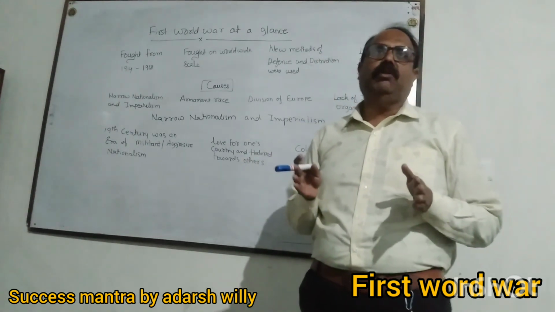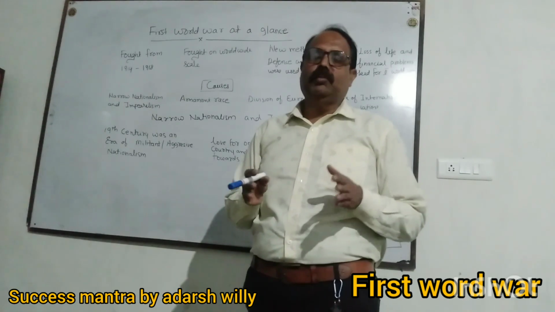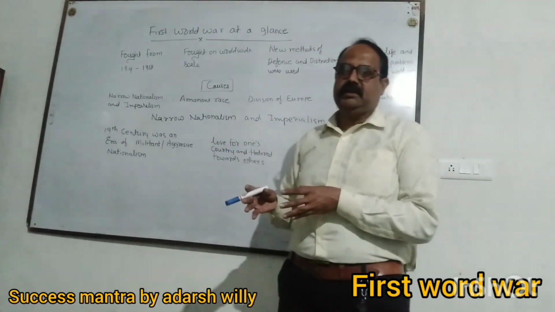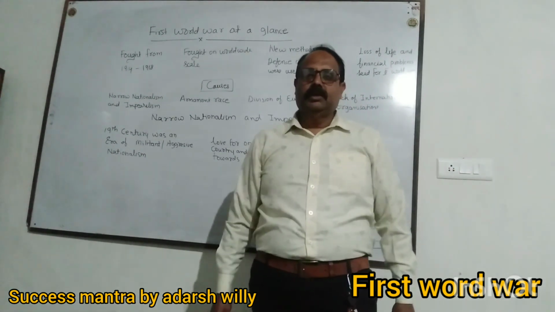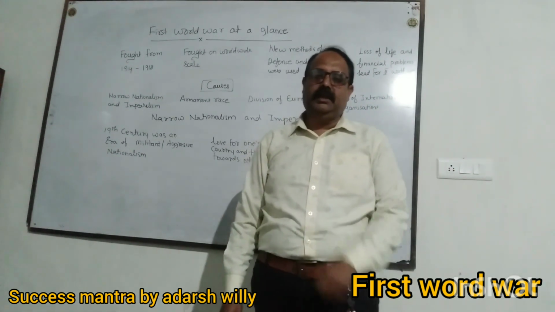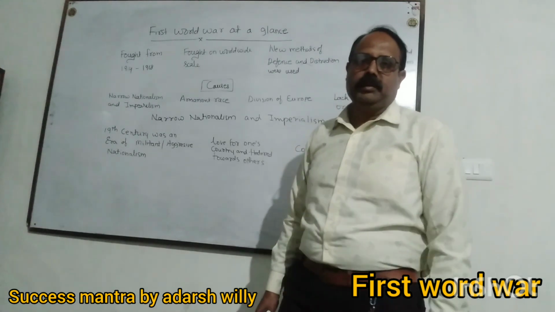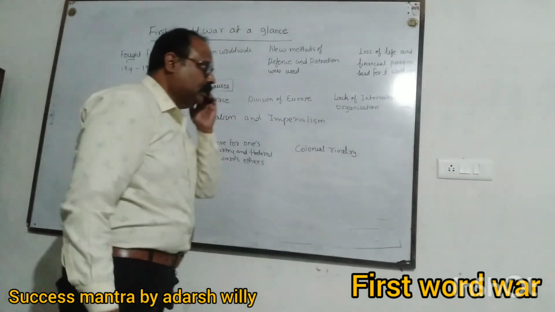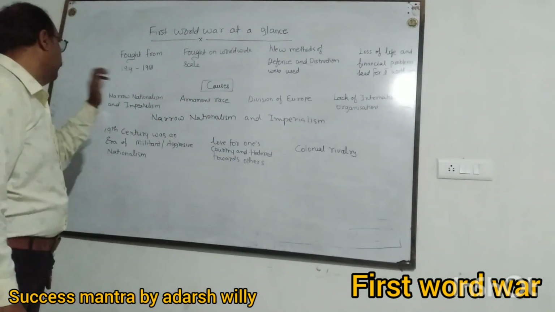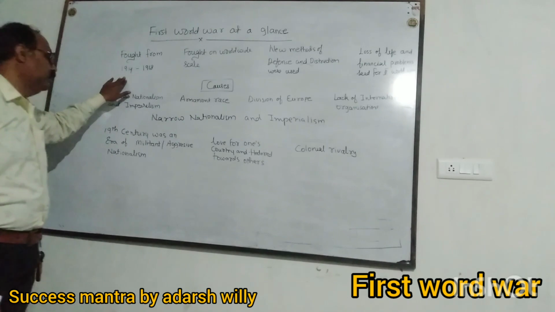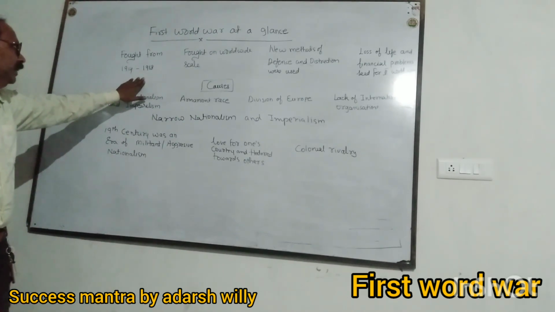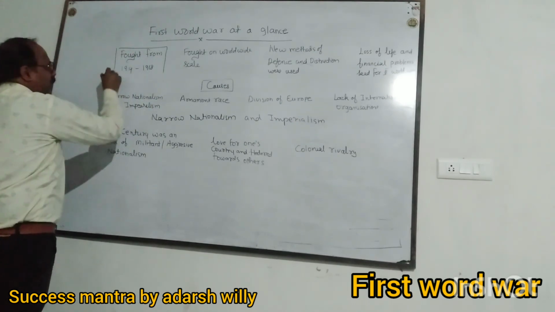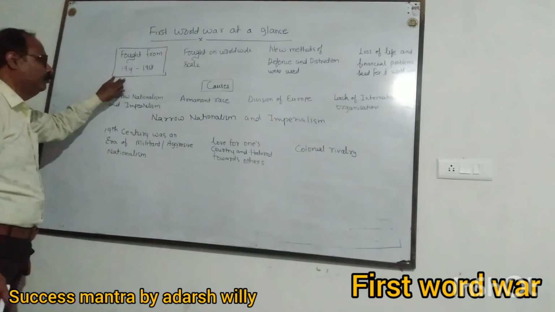This was a war which we call a World War, because mostly the countries of Europe and also the Asian countries participated in this war. That is why it is termed the First World War, because most of the countries were involved in this. So see here, first of all the date that is given is 1914 to 1918. This is the first point. You should remember that it was fought in this period of 4 years.